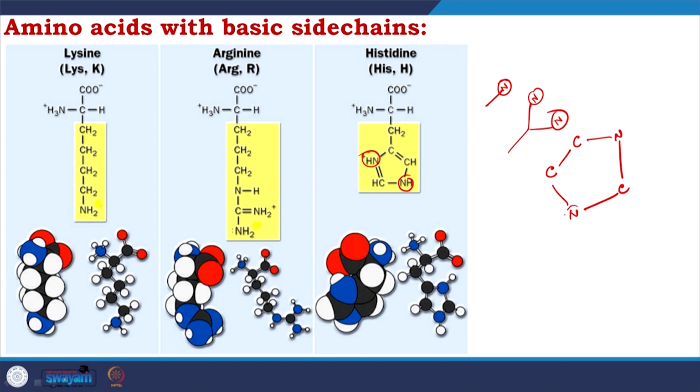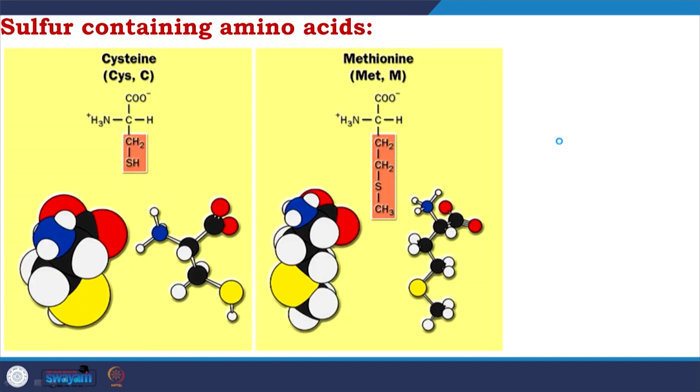So, it has two nitrogens, and it is very interesting which nitrogen actually shows activity. Sulfur-containing amino acids: there are two, cysteine and methionine. Cysteine, with its CH2SH, is able to form a disulfide bond. Methionine is unable to form a disulfide bond because of the presence of a poor Lewis acid, the methyl group.